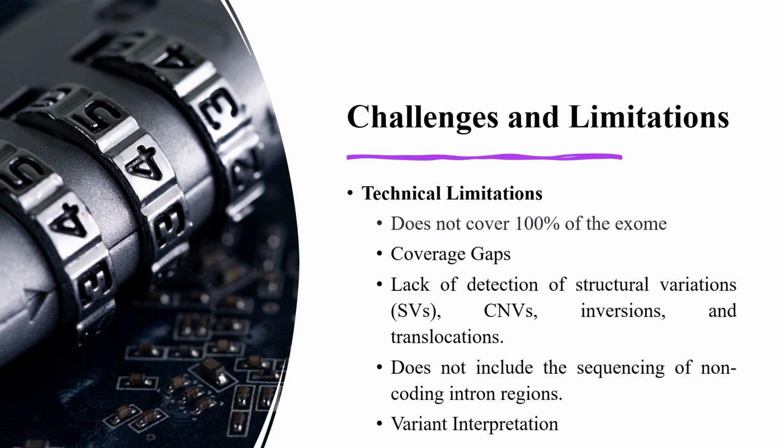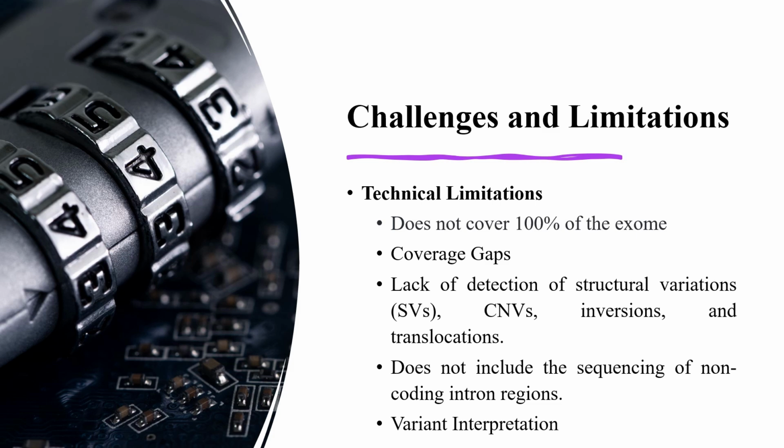Challenges and limitations include that it may miss the coverage of some of the exons, so coverage gaps may remain, and some diseases may remain undiagnosed. The second is that clinical exome sequencing mainly captures single nucleotide polymorphisms and indels, but it lacks the detection of certain types of variations like structural variations, copy number variations, insertions, inversions and translocations. So the diseases caused by such types of mutations may remain undetected.